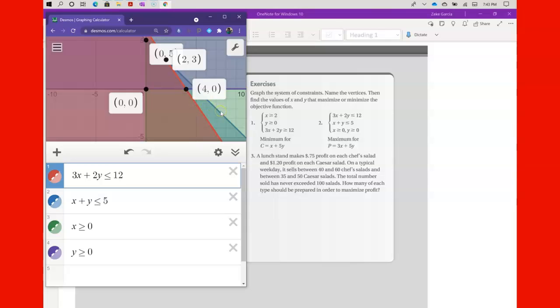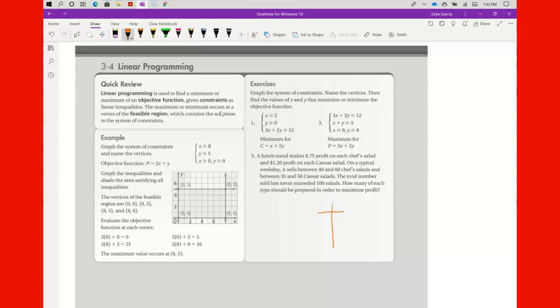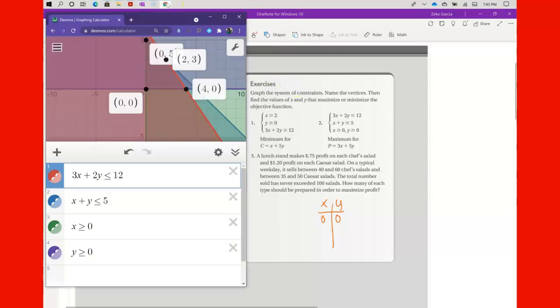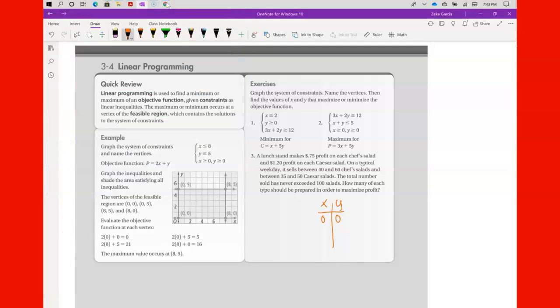So now what I'm going to do is make a table. So you have (0, 0). Let me go back to the table. (0, 0), (0, 5), (2, 3), and (4, 0). And you're going to use the formula, which is 3x plus 5y.